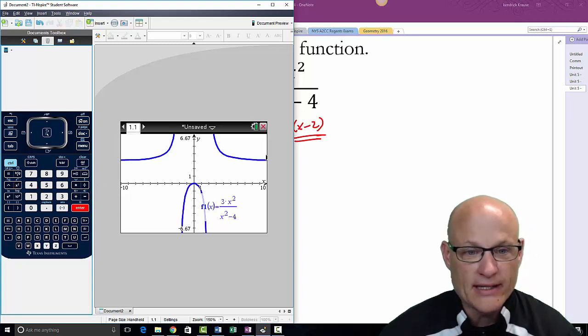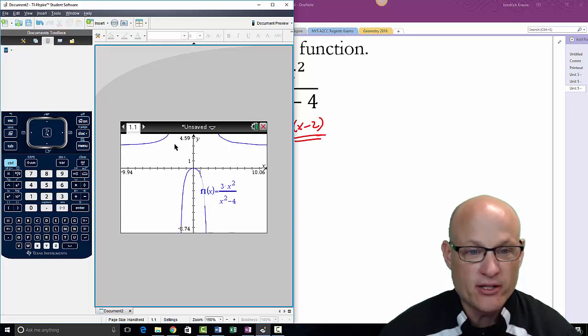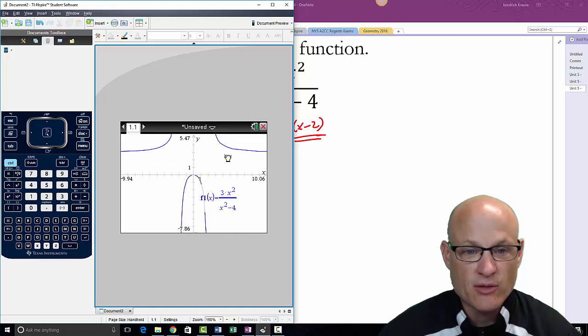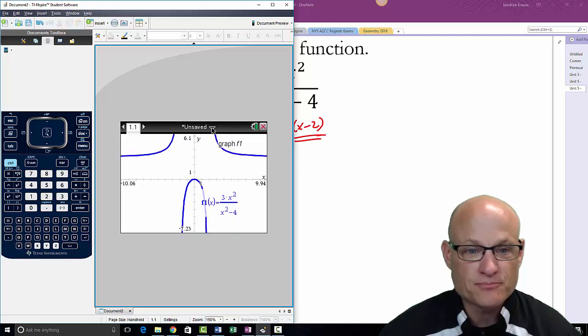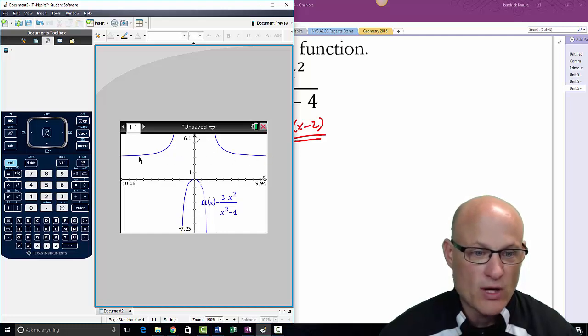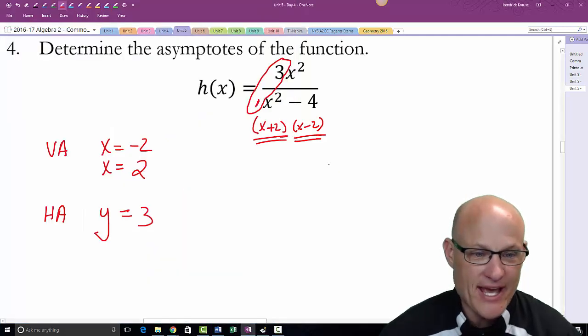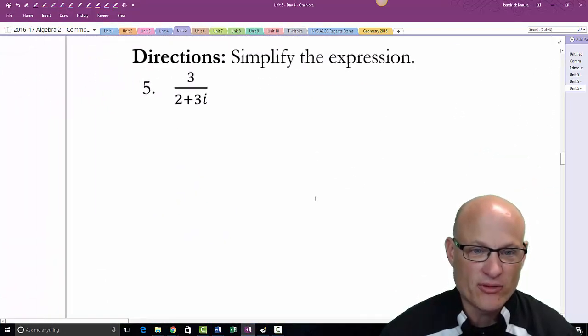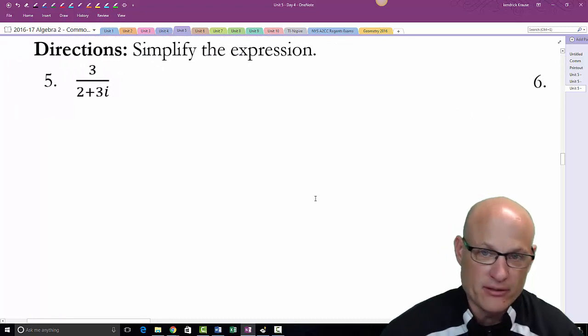Let's see what we got. It looks like we have a vertical asymptote at x equals negative 2 right here, and a vertical asymptote at x equals positive 2. And it also looks like I have a horizontal asymptote right here at y equals 3. All right, there we go. We did it. I think we're done with asymptotes. I don't get to say asymptote anymore, and that really bothers me.